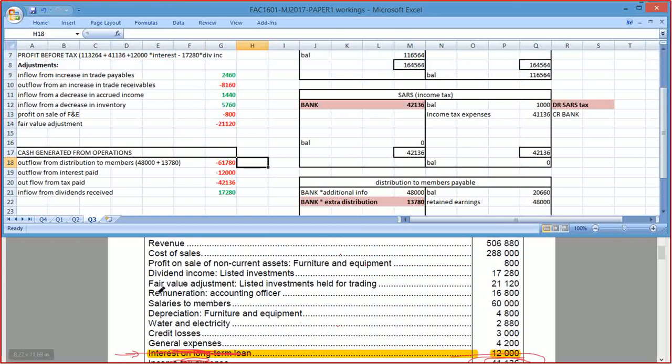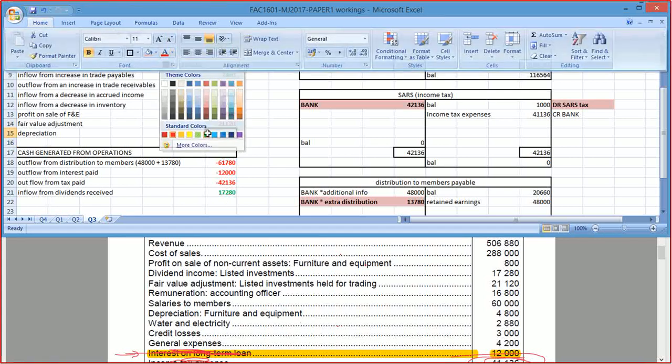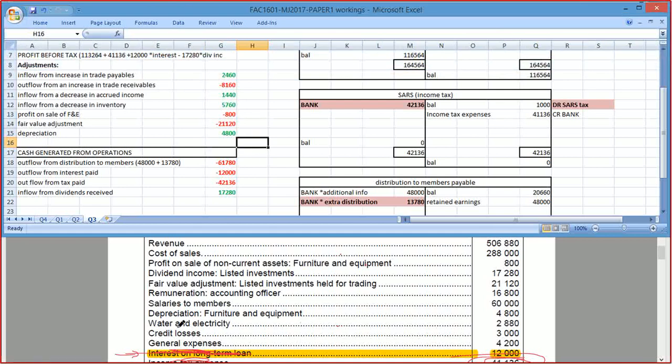Okay, remuneration. Inflow, outflow? Outflow. You'll keep it in. It'll be part of the profit before tax, so you don't actually do anything with it. Salaries to members would also be part of profit before tax. You would leave it. Depreciation furniture and equipment. We spoke about this. Non-cash items must be taken out, right? Depreciation, you would have subtracted it, so you have to add it back. So 4,800 must be added back. Water and electricity would have been part of profit before tax, so you would leave it.